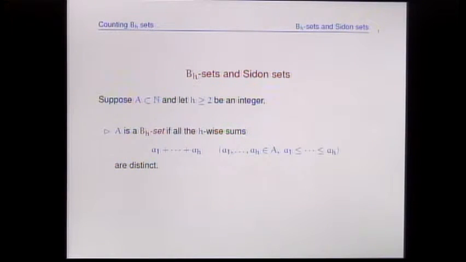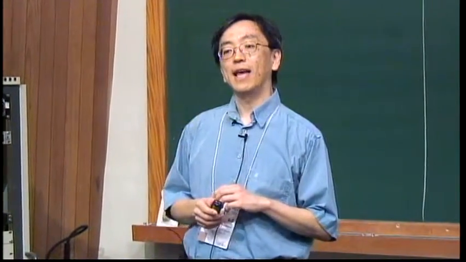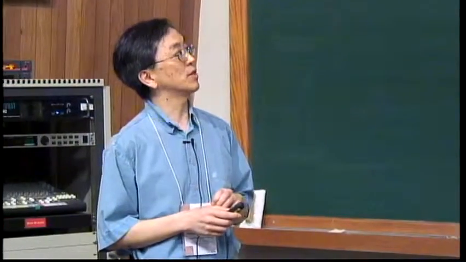Let's put them in increasing order so that, well, the order is well defined. I require that all of these things are distinct. So that's a BH set. If the set A has this property, then we say the set A is a BH set. In the case H equals 2, this is called a B2 set. And this is often called a Sidon set as well.